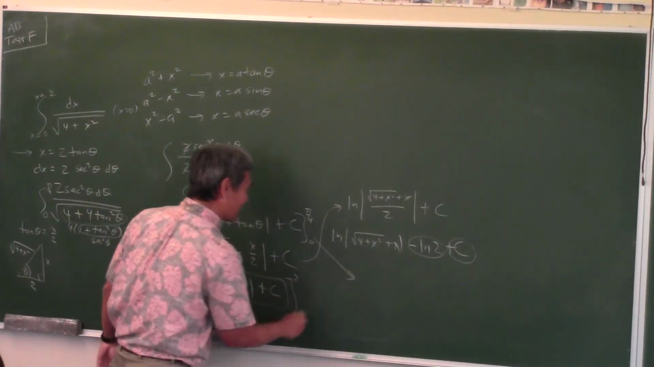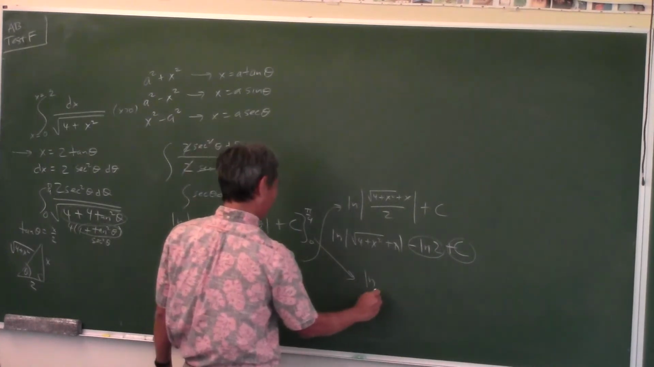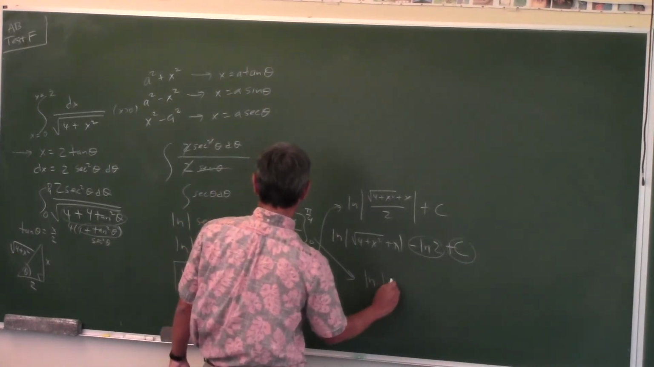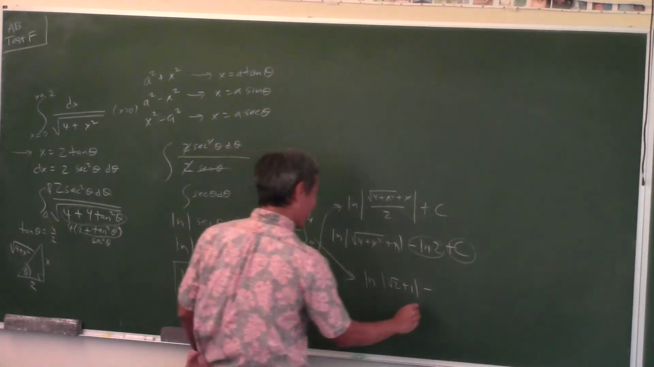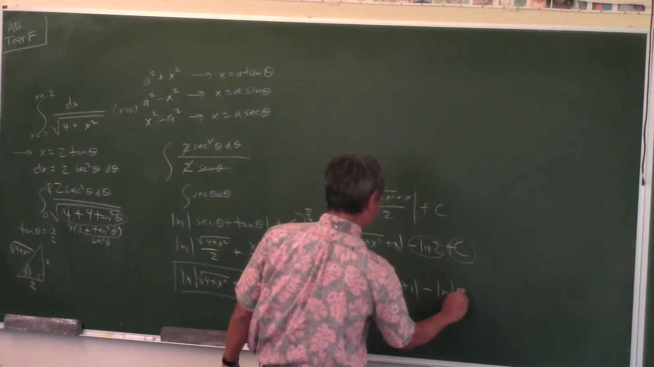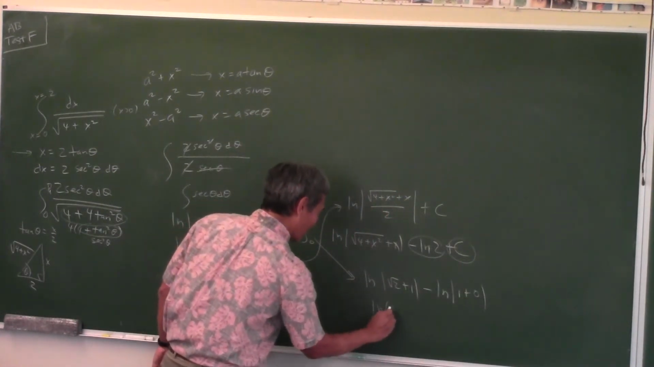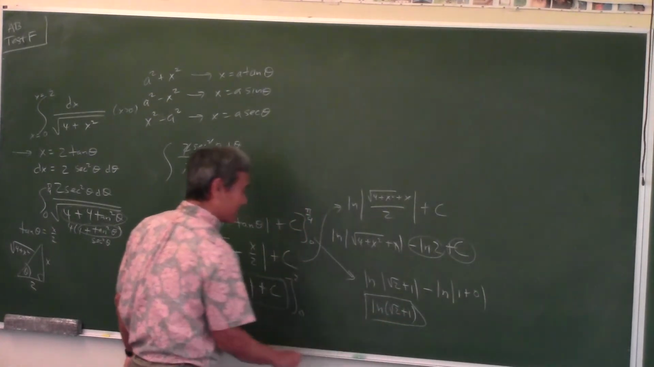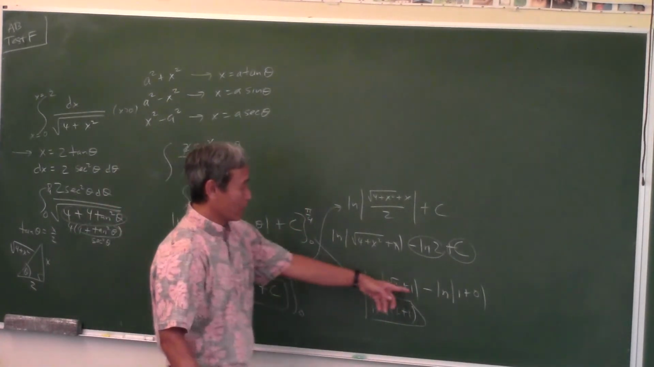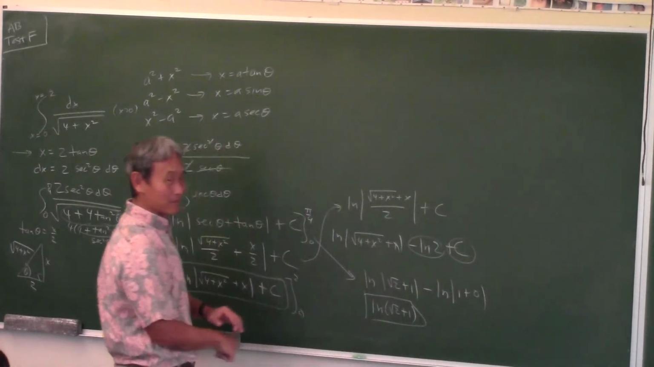And then now let's go down here. Plug in the top number: natural log, absolute value of root 2 plus 1, the C's cancel out, minus plug in the bottom number: natural log, absolute value of 1 plus 0. Final answer: natural log of root 2 plus 1. Box that, that's the answer. Everybody see why? Because natural log 1 is 0, and this is a positive number, so you don't need the absolute value.